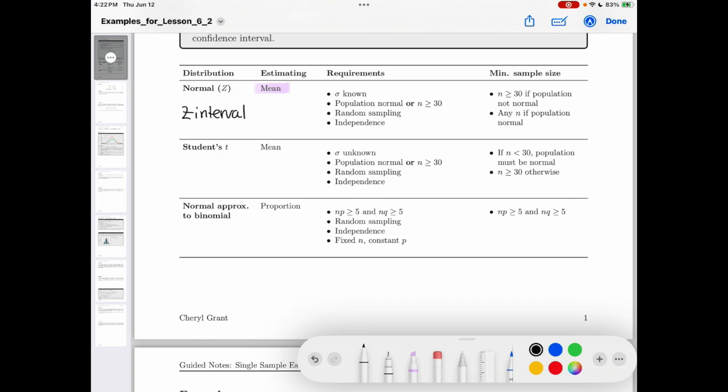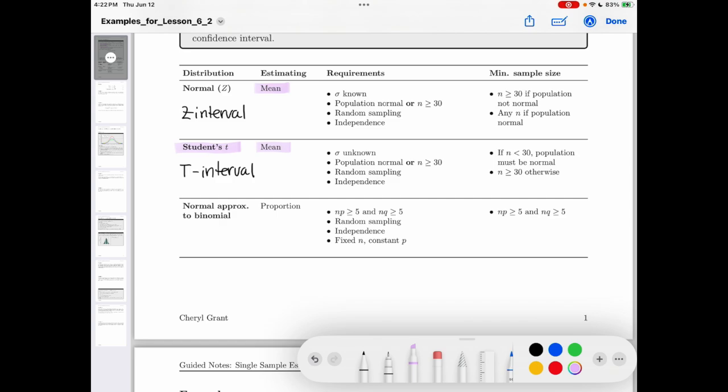For the next interval, this is called a t-interval. And for this interval, we're going to use a different distribution. We're going to use what's called the student t distribution. And I'm going to discuss what that looks like here in just a minute. So when you want to estimate a mean, a t-interval is another way that you can go.